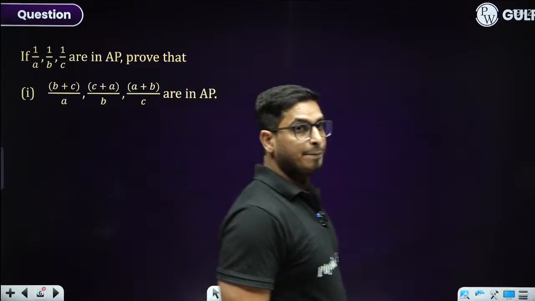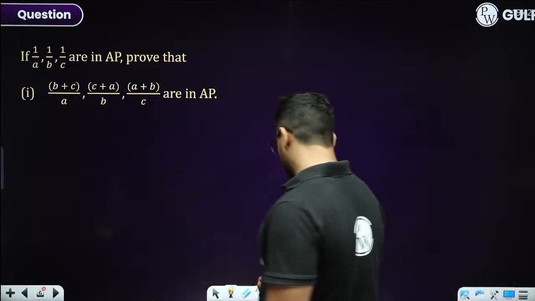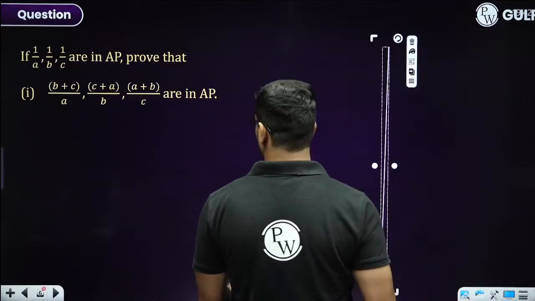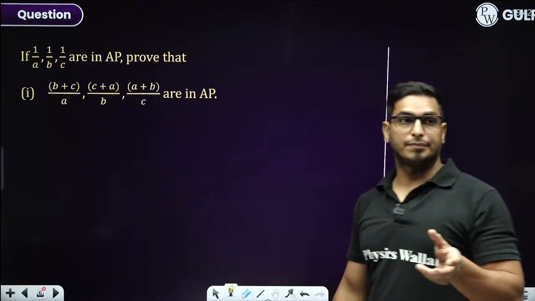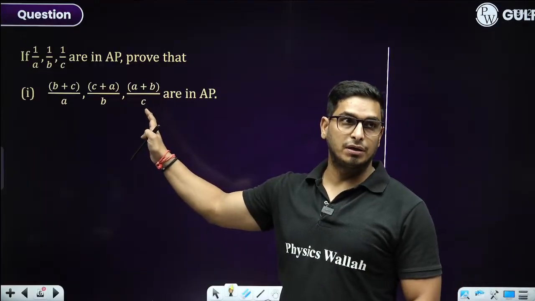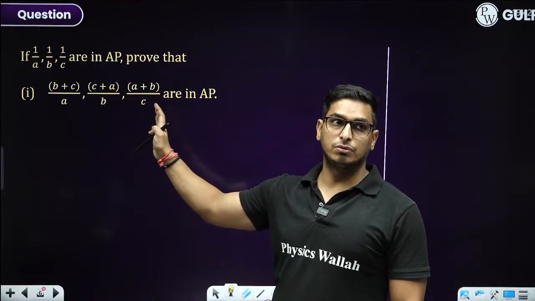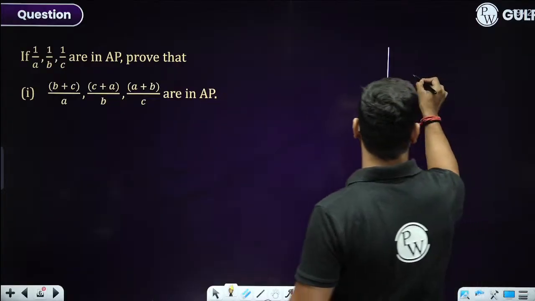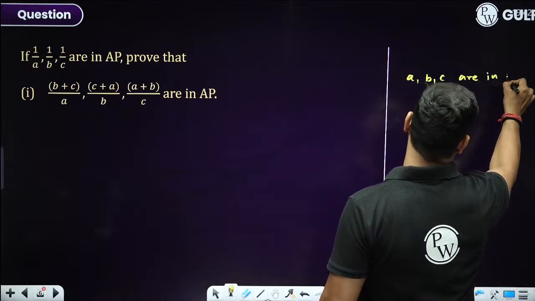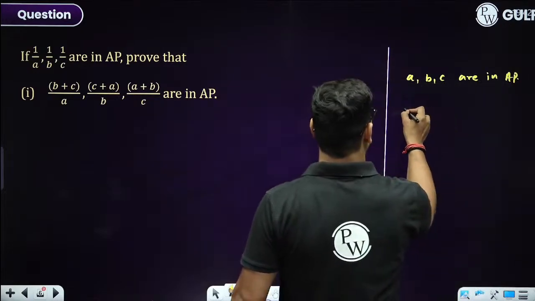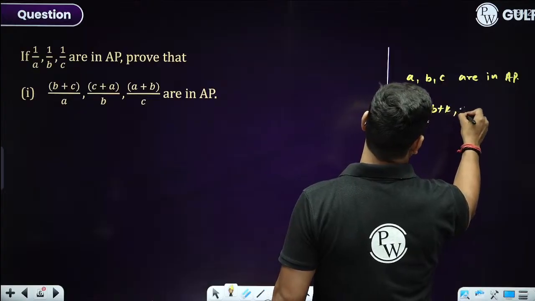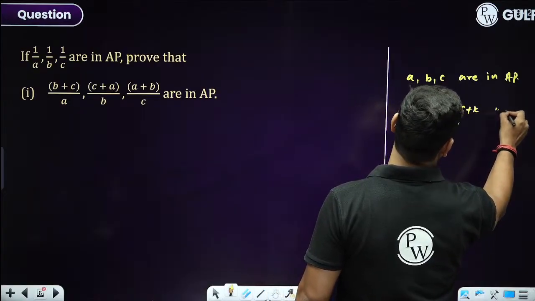Now, for these types of questions, whenever they ask you that this is in AP, prove that this is also in AP, what do we do? We all know if A, B, C are in AP, we can add something to it, and they will remain in AP.